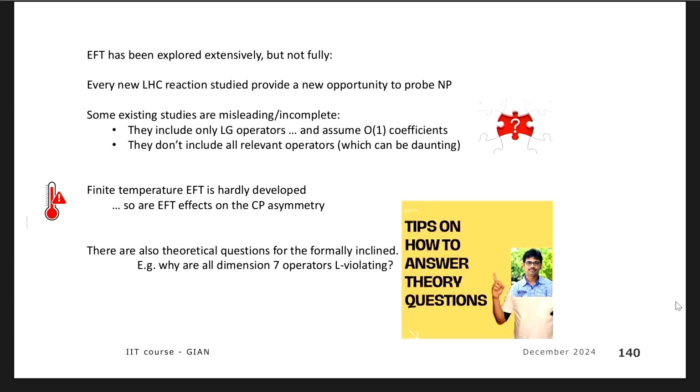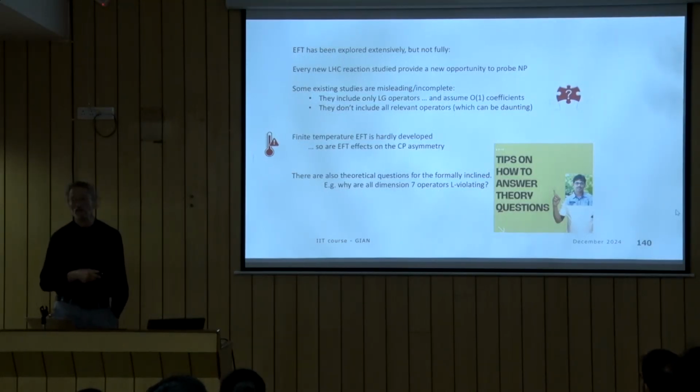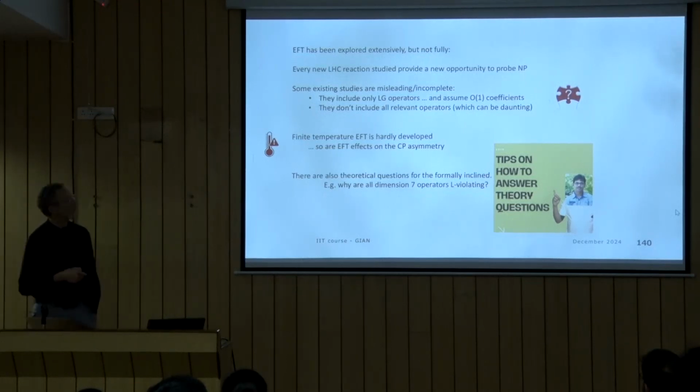However, some studies are misleading or incomplete. That's decreasingly so, fortunately. Many experimental papers include only loop-generated operators. In all those experimental papers, they put coefficients of order 1, and then they obtain very strong constraints on the scale of new physics. Those are misleading.